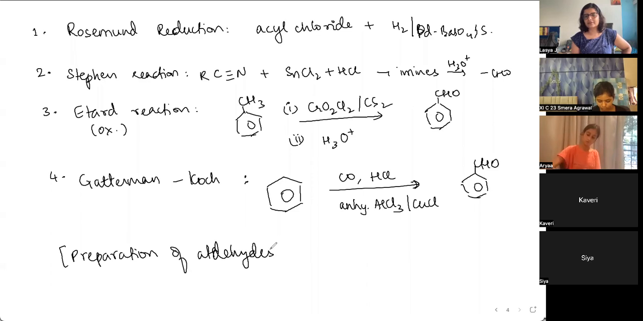So group all of them together. Okay, in preparation of aldehydes you have these 4 reactions, and then in oxidation you have 2 more reactions, and in reduction you have 2 more reactions. So if you just classify and categorize them, it'll be much easier to remember. So break them down and classify them.